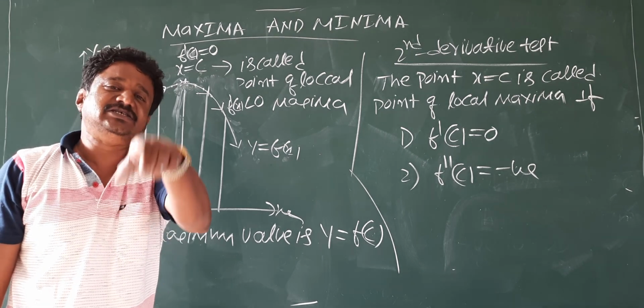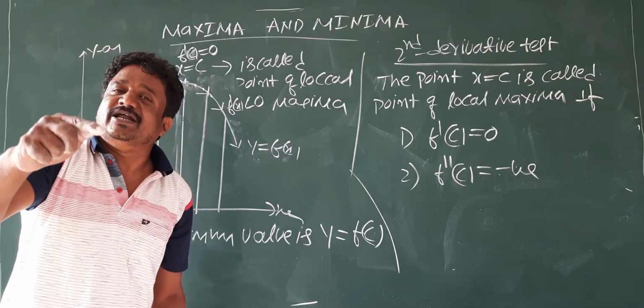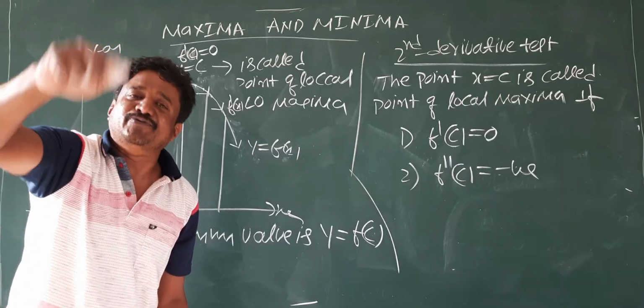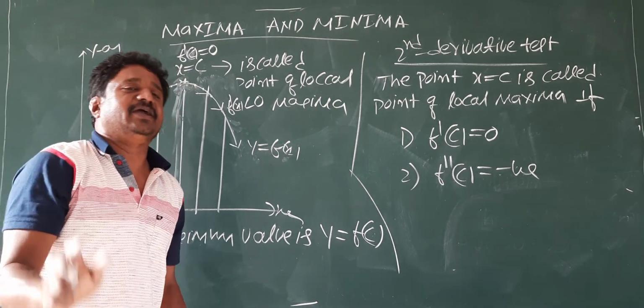f dash x is decreasing means what is the derivative of f dash x? f double dash x must be negative.